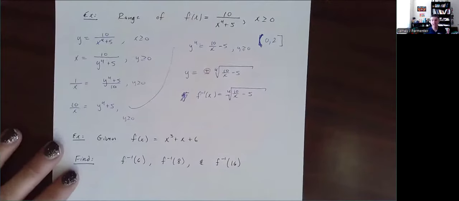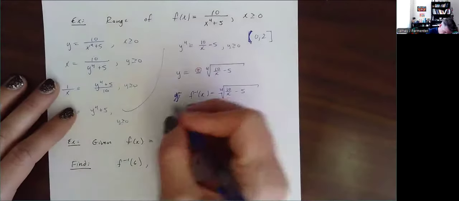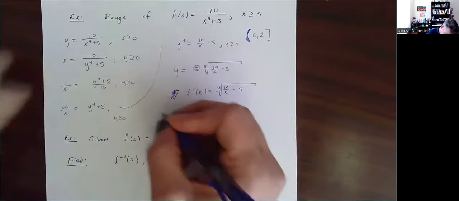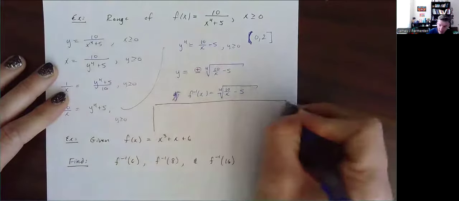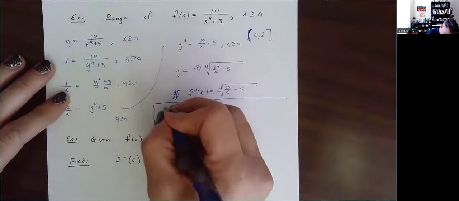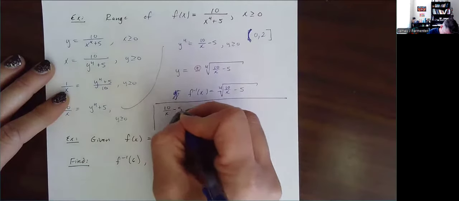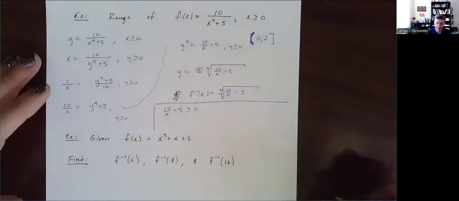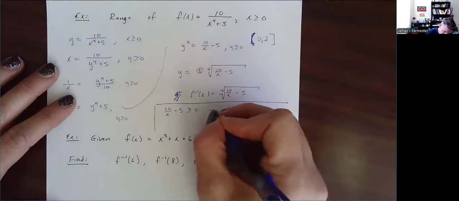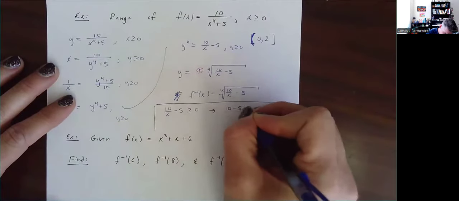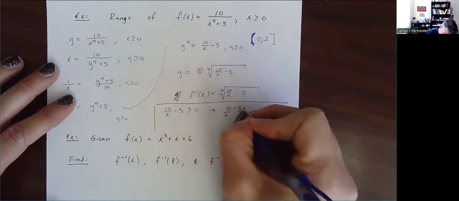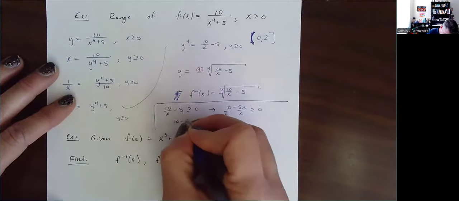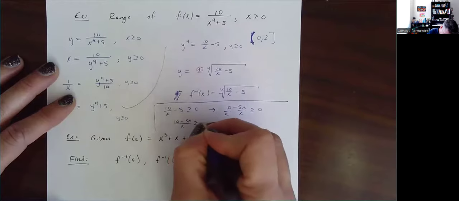Now, if we want to find the domain of this, we're going to say, great, to find the domain, sorry, I'm a little froggy over here. Find the domain, we're just going to say, great, 10 over x minus 5 has to be bigger than or equal to 0. It's really unsafe to add 5 to both sides here. What we need is a common denominator. So we really have 10 over x minus 5x over x bigger than or equal to 0. So we have 10 minus 5x over x bigger than or equal to 0.